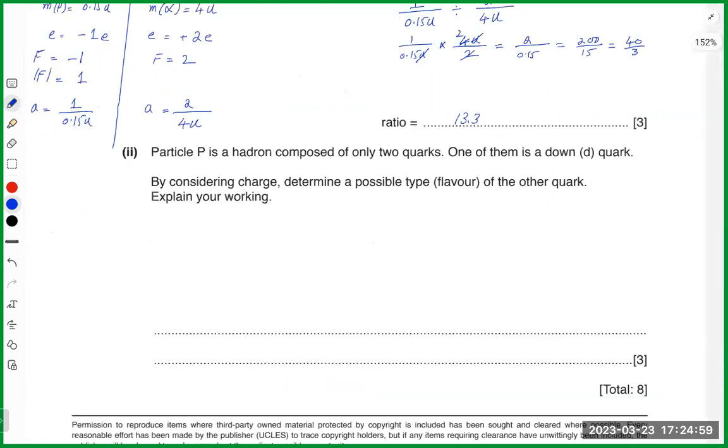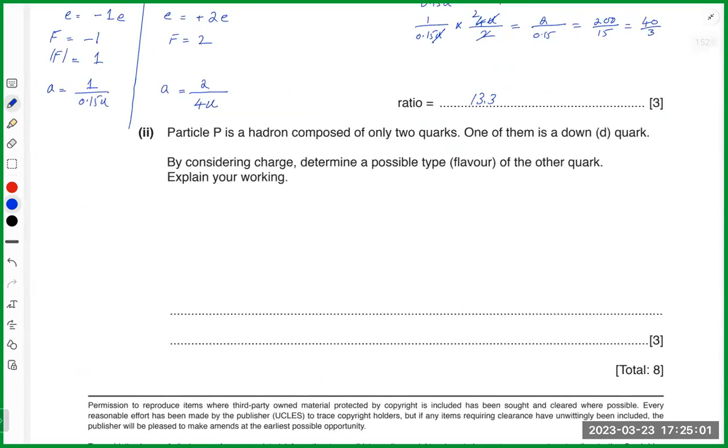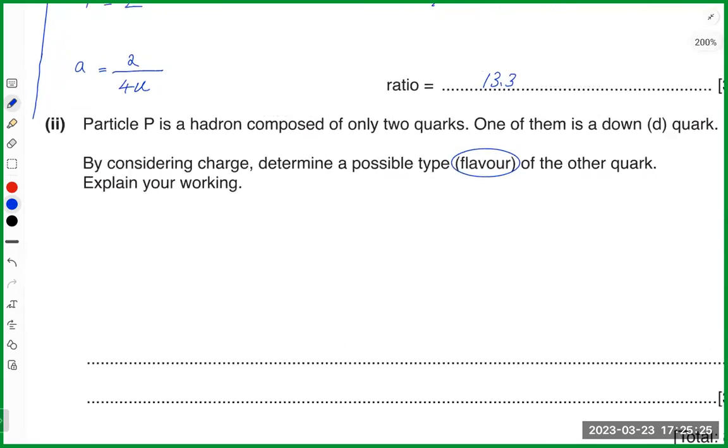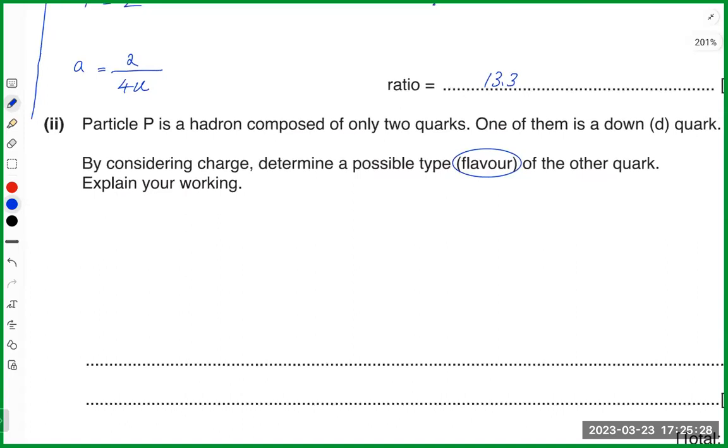Particle P is a hadron composed of two quarks. One of them is a down quark. By considering the charge, determine the possible type of the other quark. Sometimes the type of a quark is also called its flavor. Explain your working.